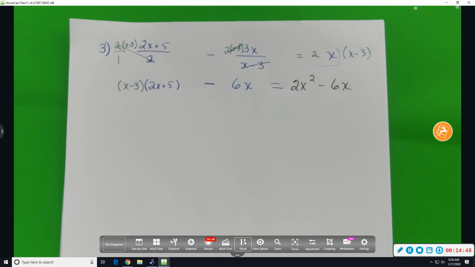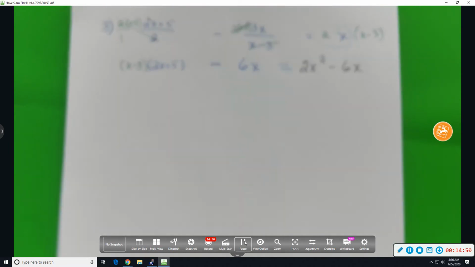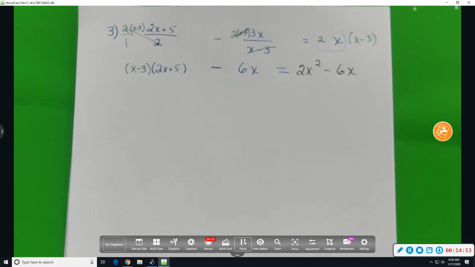Now, did everyone sign up beside their name on the attendance sheet? If your name's not on here, you need to tell me. It should be on one of these pages. Okay.